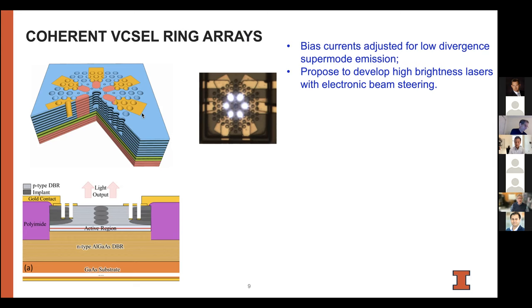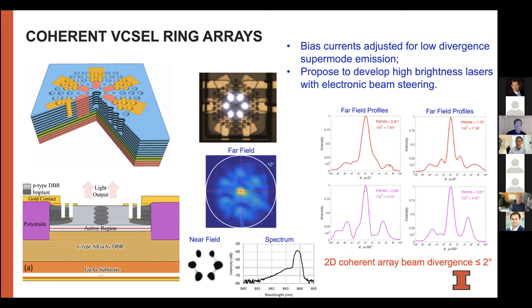This is a combination of using photonic crystals to define the optical properties, as well as ion implantation to create selective injection. And what we can do is essentially engineer the modes in these ring arrays such that we can get single mode emission out of a very narrow divergent beam, something on the order of 2 degrees. And so we feel that this is a real path toward high brightness by hopefully scaling this up.